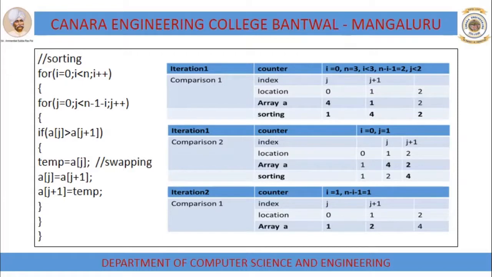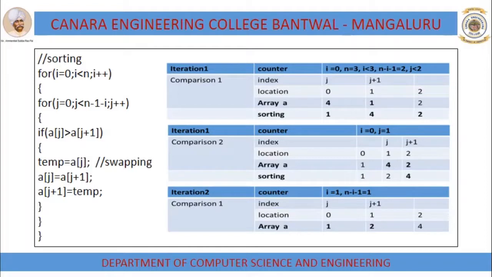i can go maximum to 0, 1. So 0 is less than 3. The condition is true, so the control will come inside the second for. Now j equal to 0. So j is less than n minus 1 minus i. So n is 3, 3 minus 1, that is 2, 2 minus 0, so that is 2. So 0 is less than 2, so the condition is true. So control will come inside the for loop.